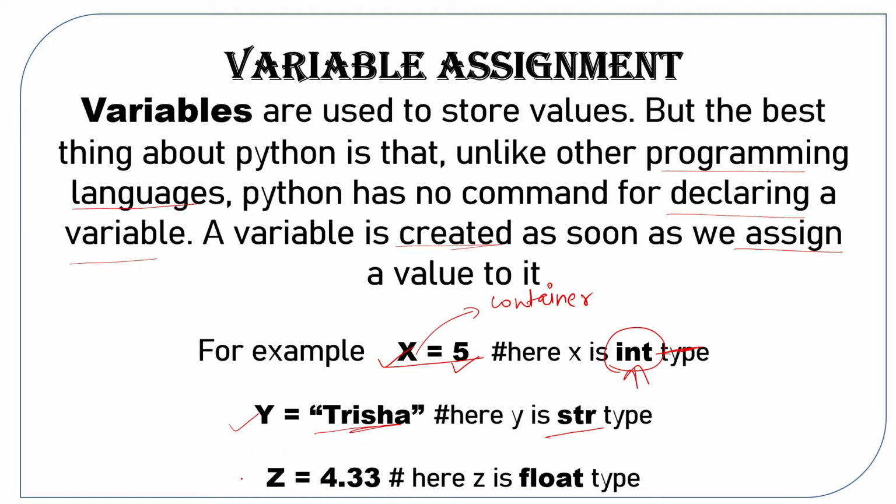And the third example, z equals 4.33, and here z is of float type. z is working like a container, and we store 4.33 in this container, which is of float type. Okay.